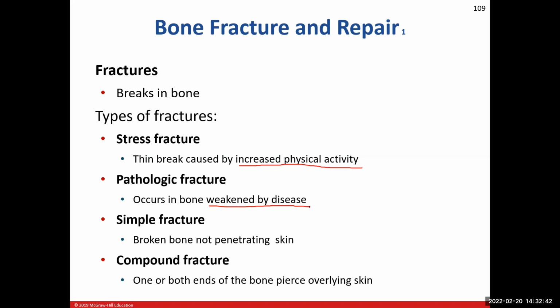So when you break your bone, you can have a simple or a compound fracture. A simple fracture is when the bones break, but they do not penetrate the skin. Less serious. A compound fracture is when the bones break, and one or both ends pierce the skin. That's a little bit more difficult, or serious, because if it breaks the skin, then it's exposed to infection. So you have to be careful with that.